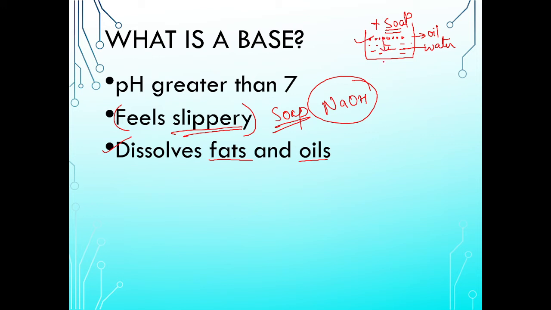So you can say basically oil is getting mixed in soap and soap is getting mixed in water, and therefore a solution comes, that is your emulsion. This solution is known as emulsion. So this is known as soap dissolves fats and oils.